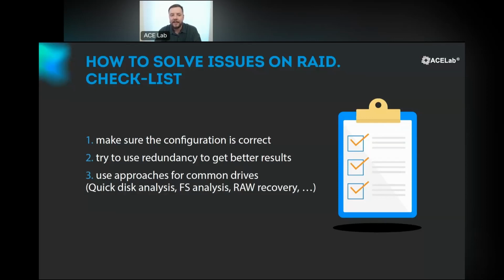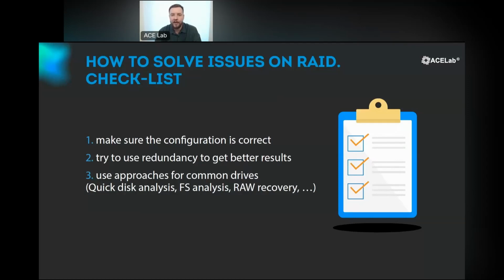Then you may also have some redundancy related issues, for example, an outdated drive in the RAID. I'll tell about this issue later. And you need to check these issues on the second step. Because if your file system looks damaged, if you solve this issue, you may get a good file system without any other actions. And the last step that you need to do is apply approaches for common drives.